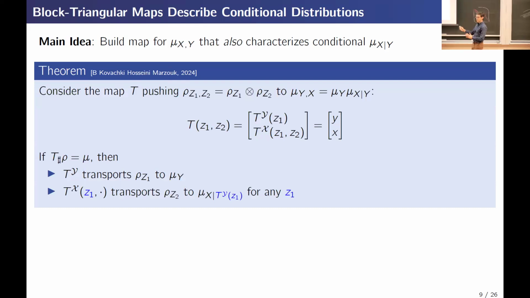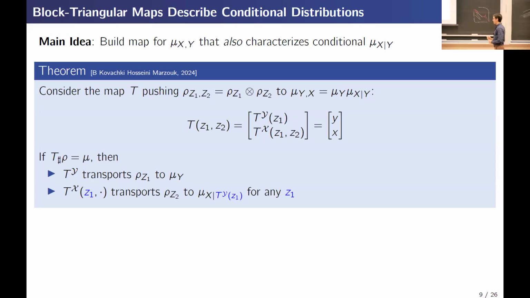So we're going to consider a map T that's going to take a product measure rho on 2 variables, I'll call Z1 and Z2, to the joint measure of y and x with the following what we call block triangular structure, meaning that we have 2 components in this map. One that we'll call Ty, it maps Z1 to the observation space Y, and another map Tx that maps both of our source inputs to the X space.